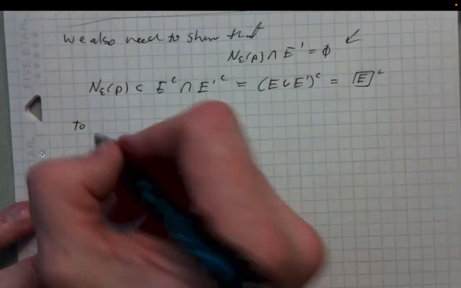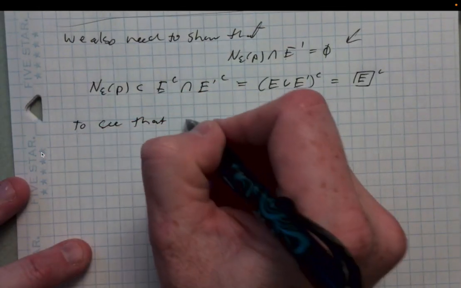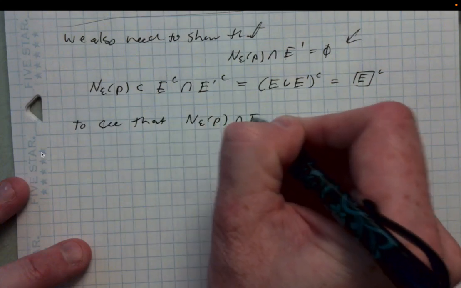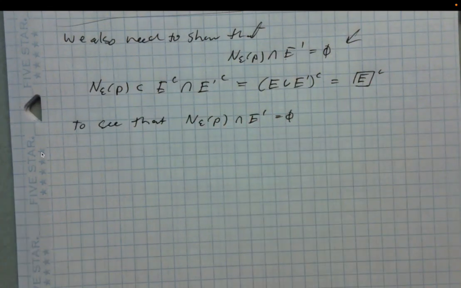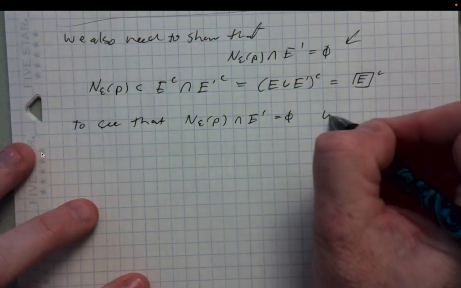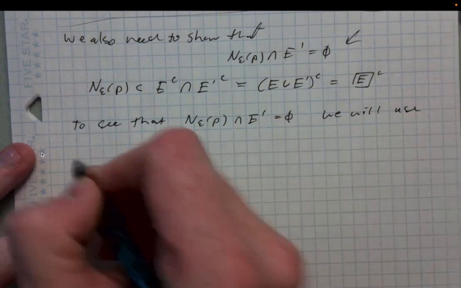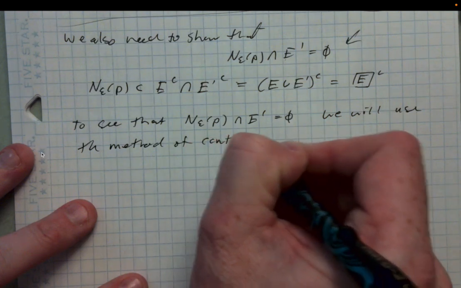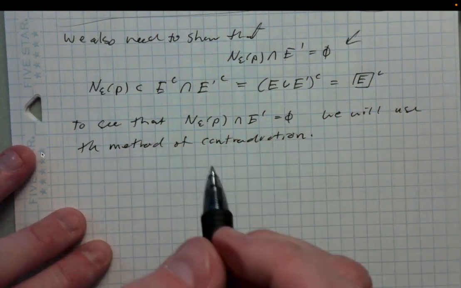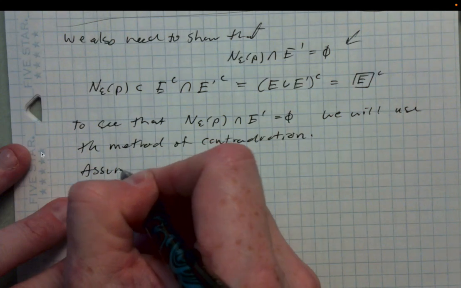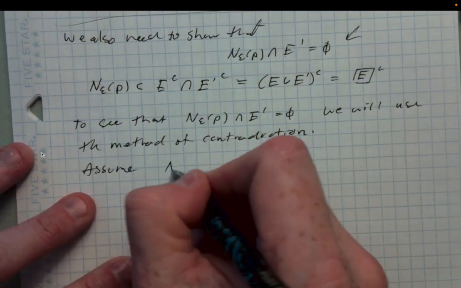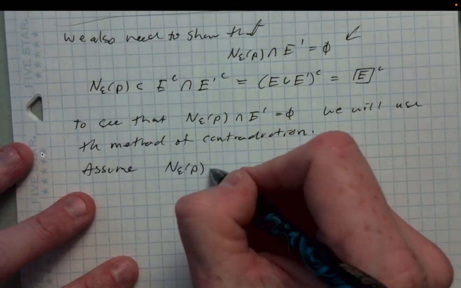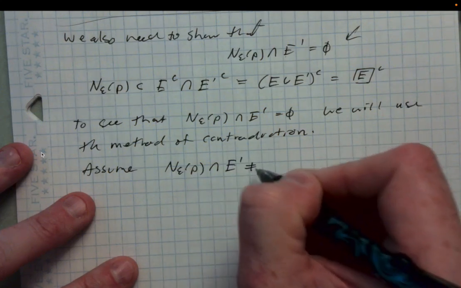So to see that the epsilon neighborhood of P intersect E prime is empty, what do we do? Well, what we're going to do is we're going to assume the reverse and derive a contradiction. We'll use the method of contradiction. So let's assume falsely that the epsilon neighborhood of P intersect E prime is not empty.